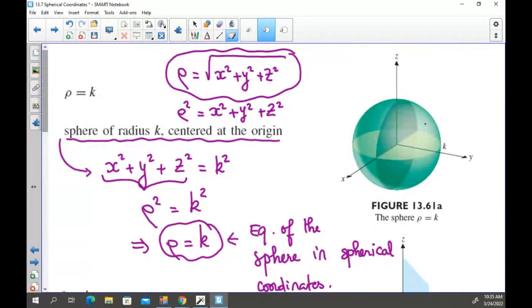Basically, if you take a point on the sphere, and you assume that the radius is k, rho is always going to be k. And that is the equation of a sphere of radius k. So rho equal to k.